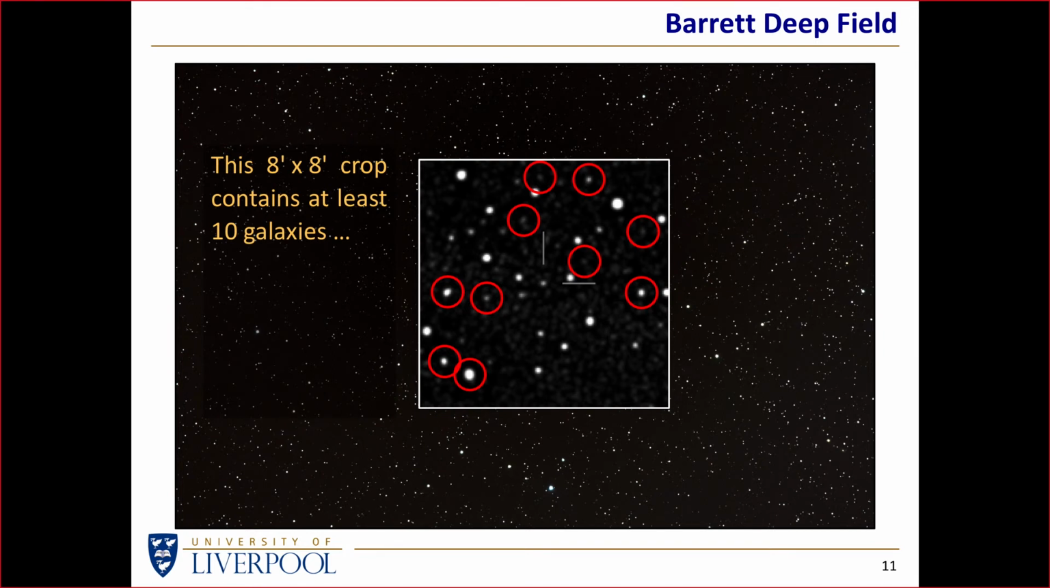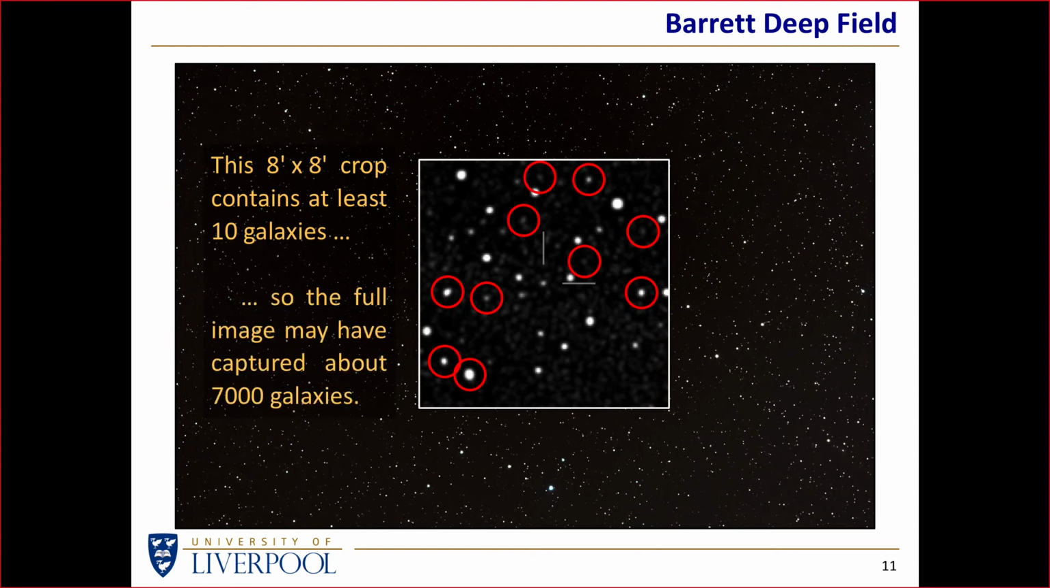But I compared this to the NASA archives to try and identify which of these blobs are stars in our galaxy and which of these blobs are galaxies way beyond our own Milky Way. And it turns out that there are something like 10 remote galaxies in this image, plus the quasar itself. So I figured that knowing the size of this particular crop, if I've caught 10 galaxies in that crop, then the total number of galaxies in the entire image is probably about 7,000 galaxies in this 2-hour exposure.